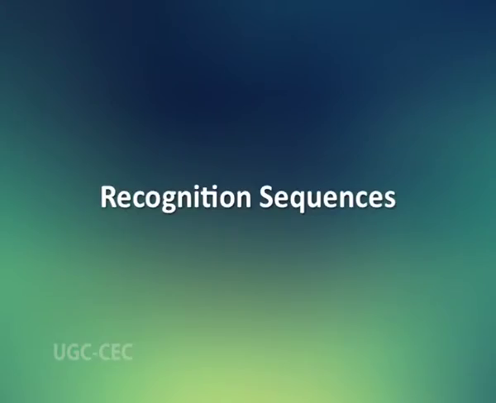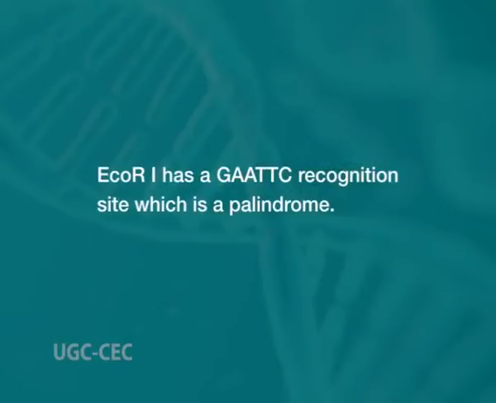Restriction endonucleases require recognition of specific sequences. Most restriction endonucleases recognize palindromic or partially palindromic sites. A palindrome is defined as a DNA symmetry around an axis. For example, EcoRI has a GAATTC recognition site, which is a palindrome.